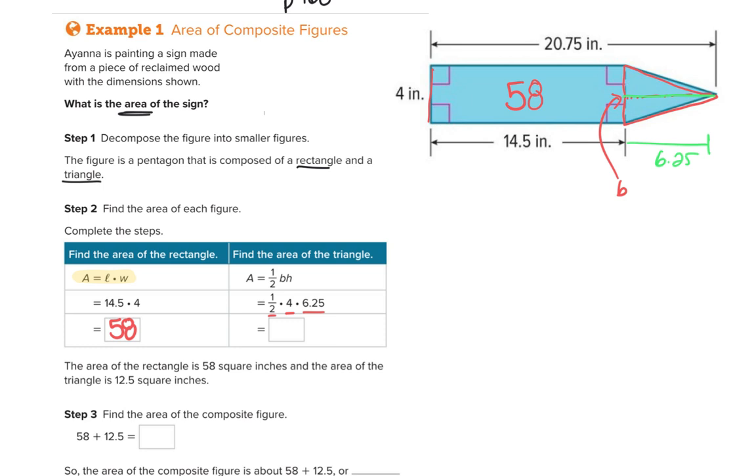So then we do 1/2 times 4 times 6.25, and we get 12.5 as the area of our triangle. I'm going to put that up here too. Then when we want to find the area of this composite figure, we just need to add those together. We take 58 plus 12.5, and we get 70.5. So the area of this composite figure is 70.5 square inches.